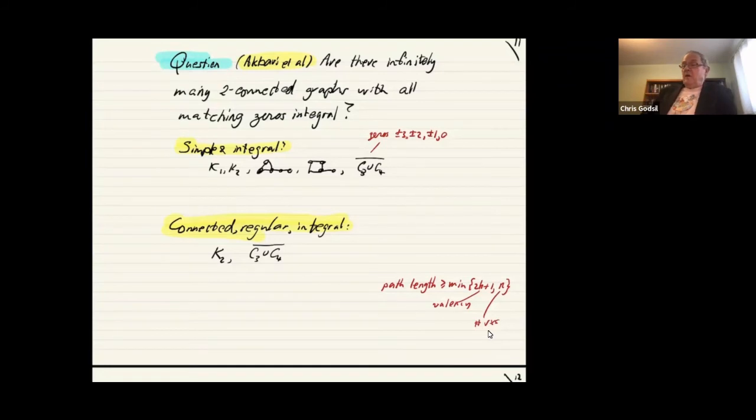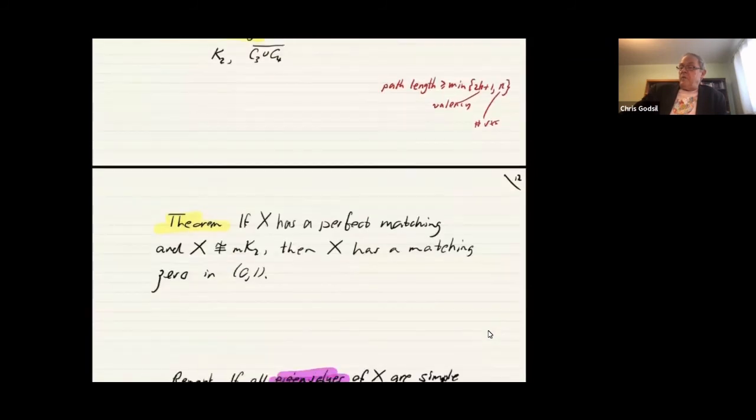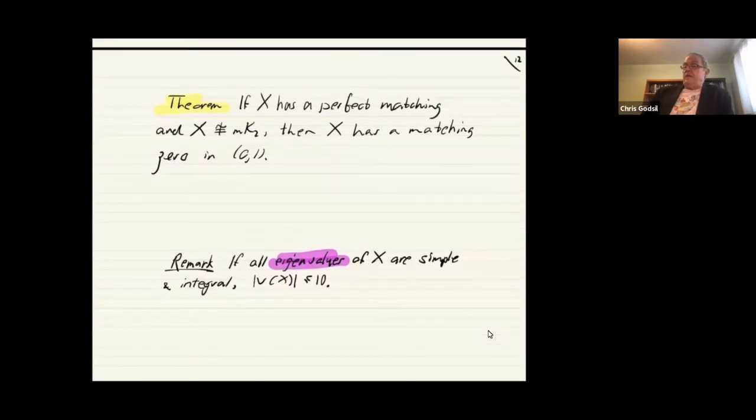Okay, so the point is that if the graph has valency k, then all the matching zeros lie in the interval plus or minus 2 root k minus 1. And there's not room for a long path, so this tends to drive it, but we won't go into that. They also had a nice result: they proved the graph has a perfect matching, and it's not just a union of edges. Has a matching zero and 0, 1, and so therefore it doesn't have only integer zeros.